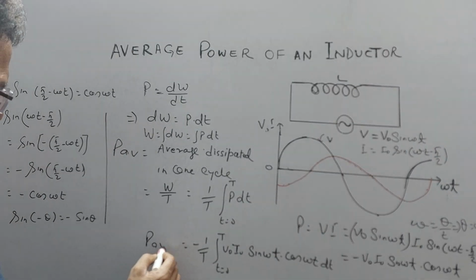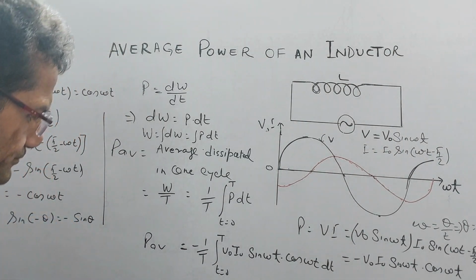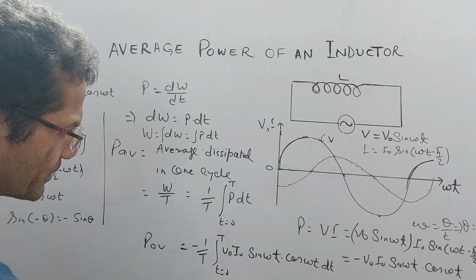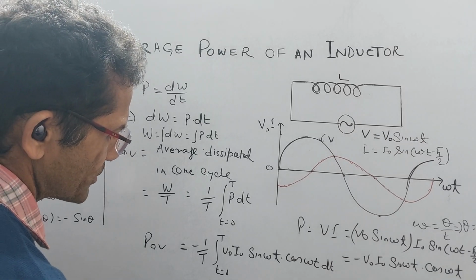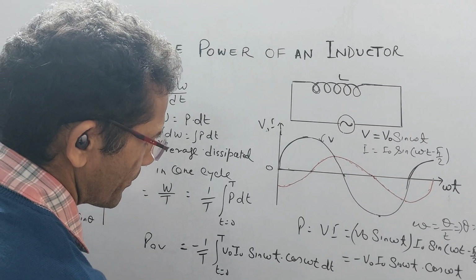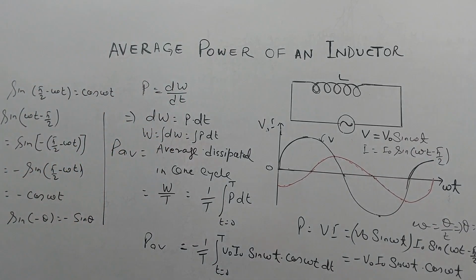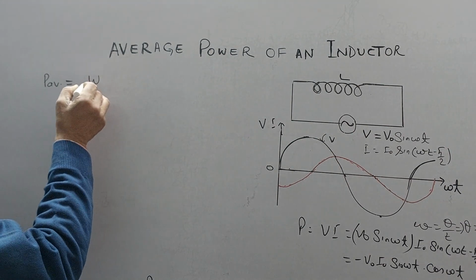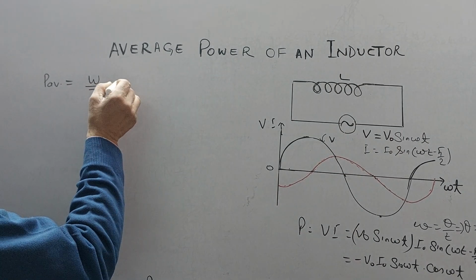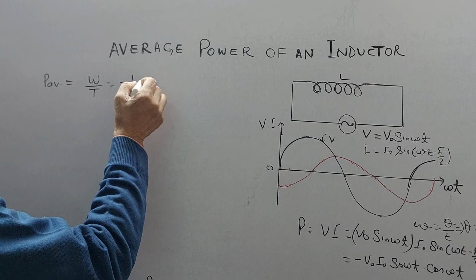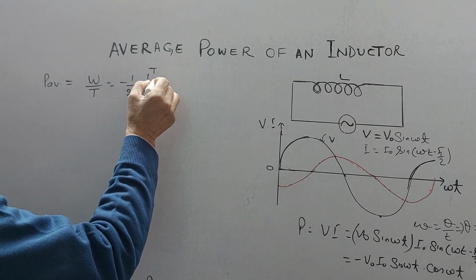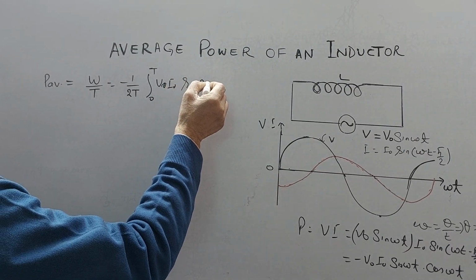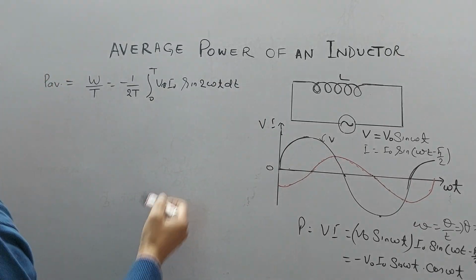Now the average power becomes, if I multiply this value by 2, minus 1 upon 2T, and from 0 to capital T, V naught I naught 2 times sin omega t cos omega t dt. Now our value comes out from the last part of this derivation, minus 1 upon 2T, 0 to T, V naught I naught, and we know that 2 sin omega t cos omega t has the value of sin 2 omega t dt. Now we integrate these values.